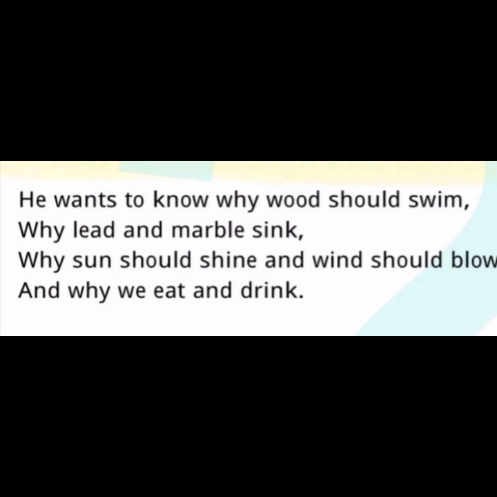In these lines, the poet further describes the queries of the little boy. He asks questions like, why does wood swim? Here the meaning of the word swim is float in water, while leaden marble sink in water. The boy also asks why the sun shines and wind blows, why we eat and drink.